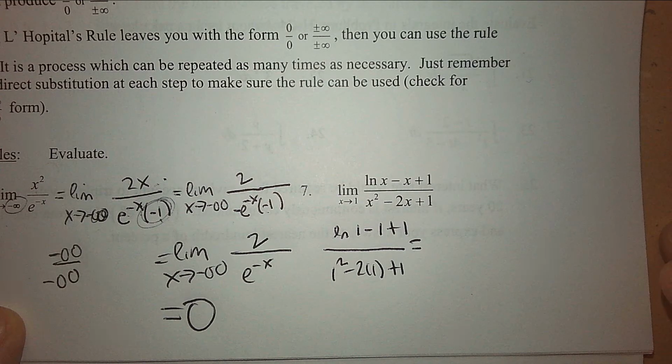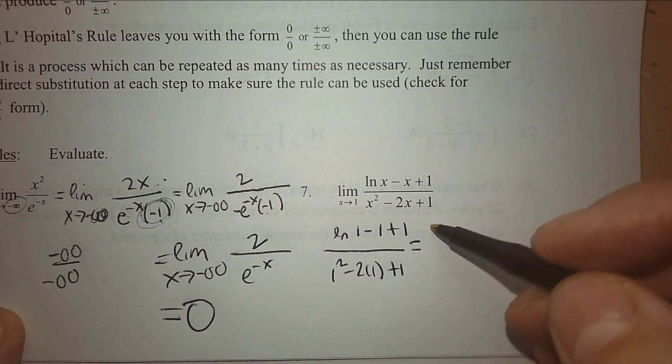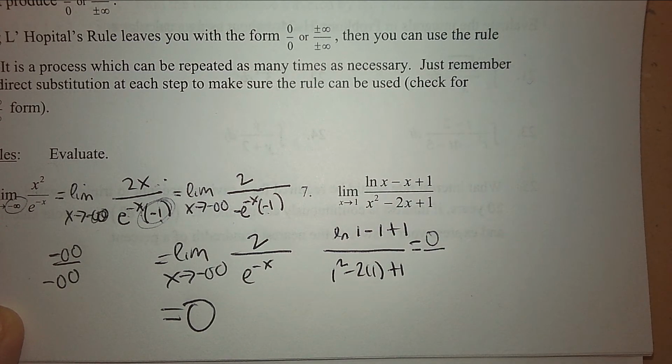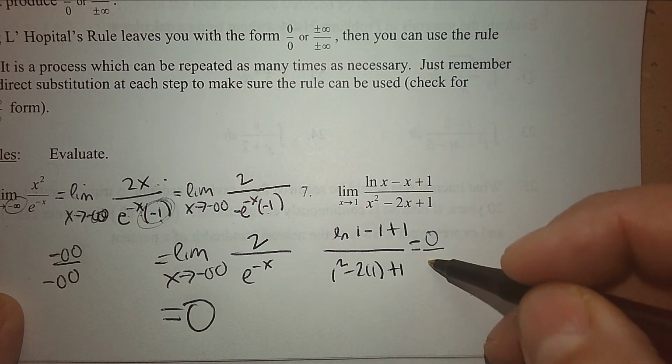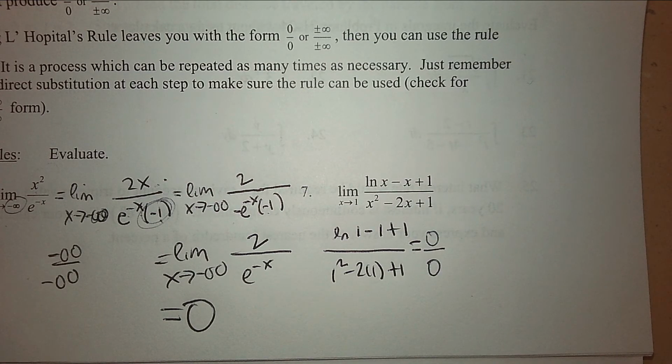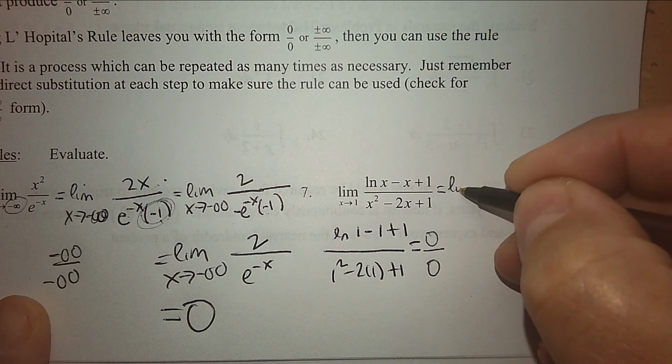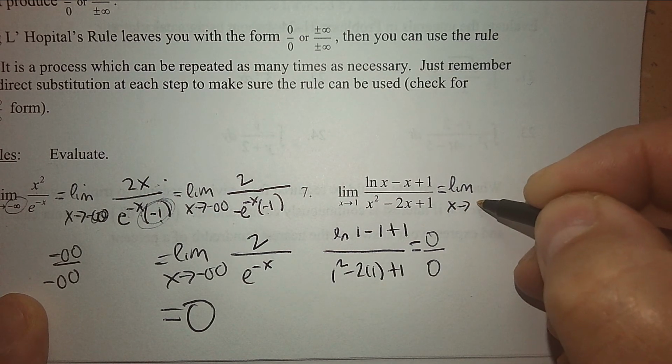Hey, what's ln 1 without your calculator? That's right. So the limit is ln x over x squared minus 2x plus 1. Is this a candidate for L'Hopital? And what does L'Hopital mean? It means take the derivative.